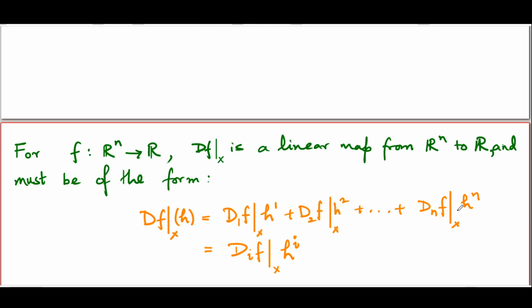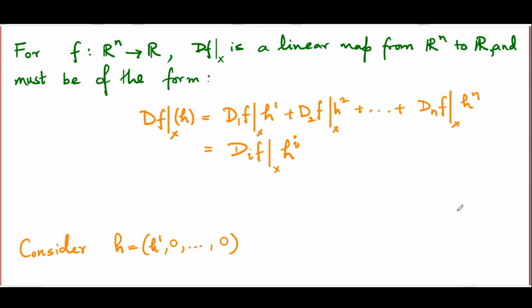Now, what exactly is this quantity dif at x? It happens to be something pretty familiar to us. To see this, let's consider a special case. Let's consider h to be a vector for which only the first component, h1, is not 0, all the others are 0.